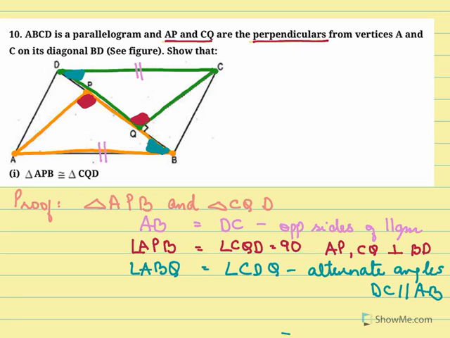So now the triangles are congruent. Triangle APB is congruent to triangle CQD, and this is by AAS test. How do I know it is AAS? This is S here, A and A. Two angles, one side. So by AAS test the triangles are congruent.